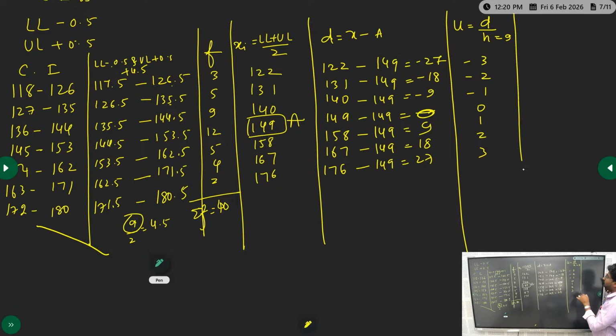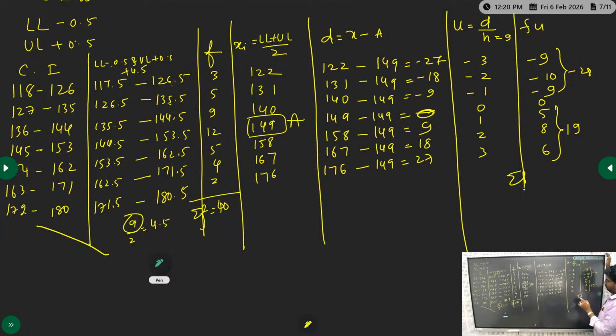Then you will multiply f into u. 3 times minus 3 is minus 9. 5 times minus 2 is minus 10. 9 times minus 1 is minus 9. 0. Then 5 ones are 5, 4 twos are 8, 2 threes are 6. First add all these: 5, 8, 6, 14, 19. Minus 28. What is your answer? Summation of fu is minus 28 plus 19, minus 9.